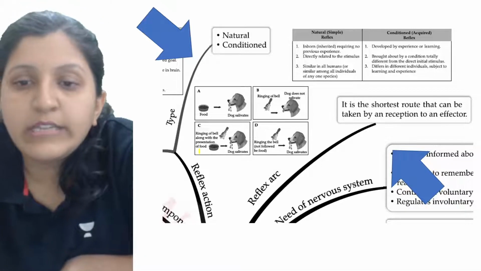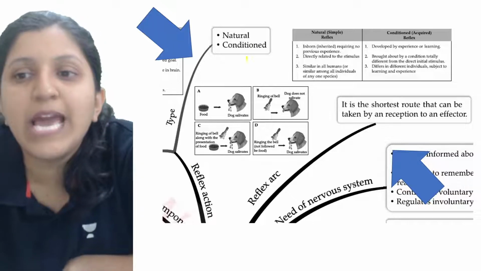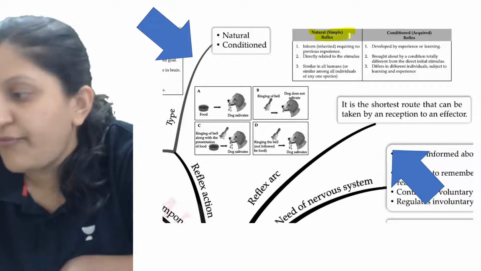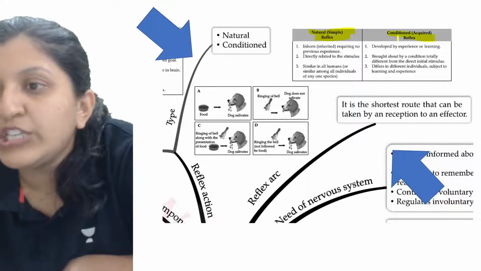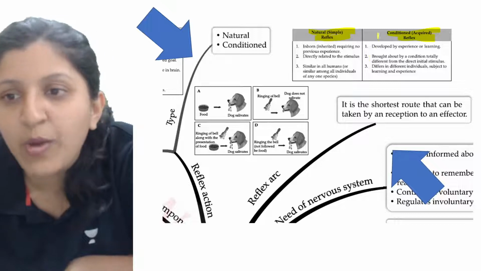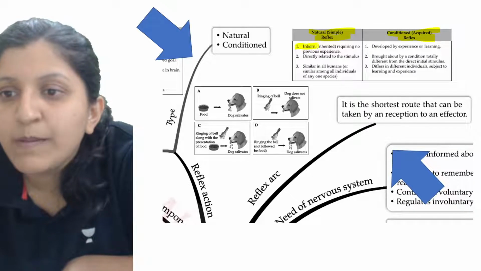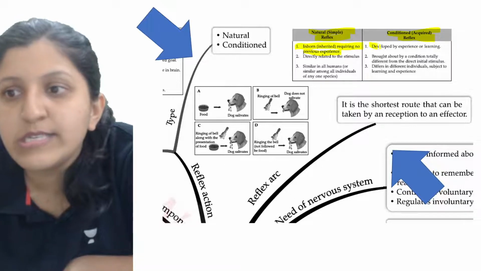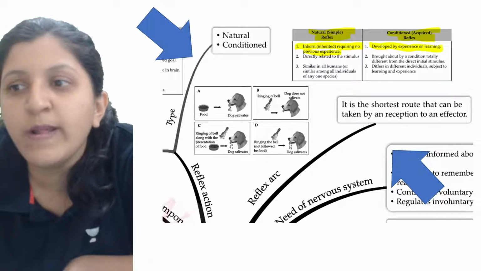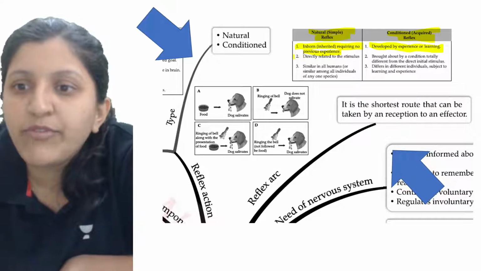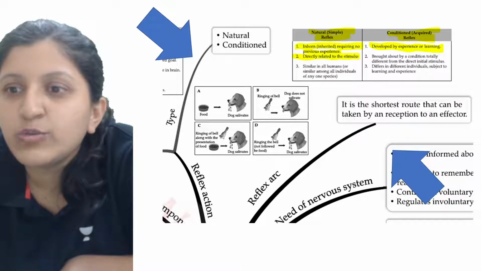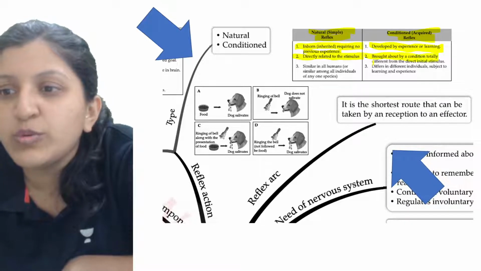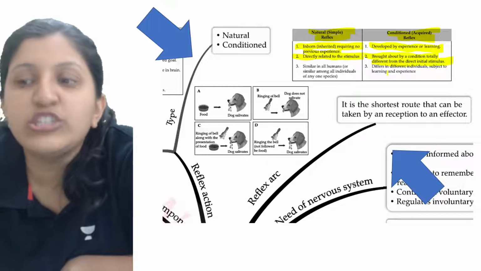Okay, the types: there is the natural type and there is the conditioned one. So what exactly is the natural reflex, or the conditioned reflex, which can also be called the acquired one? The natural one is inborn, requiring no previous experience. The conditioned one is developed by experience or learning. The natural reflex is directly related to the stimulus, while the conditioned one is brought about by a condition totally different from the direct initial stimulus.